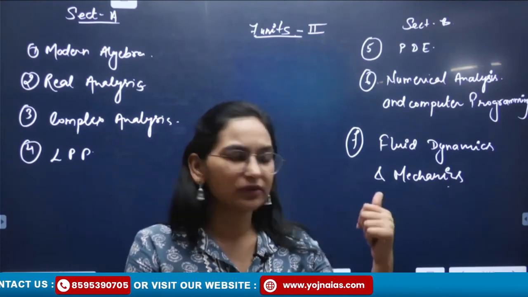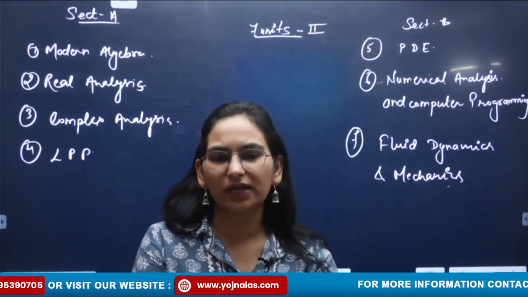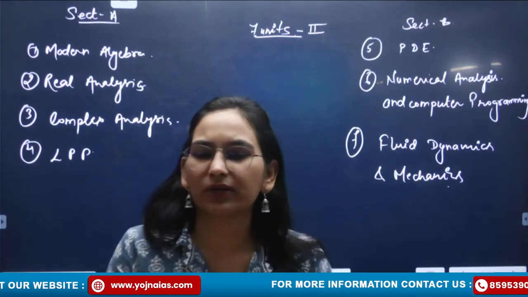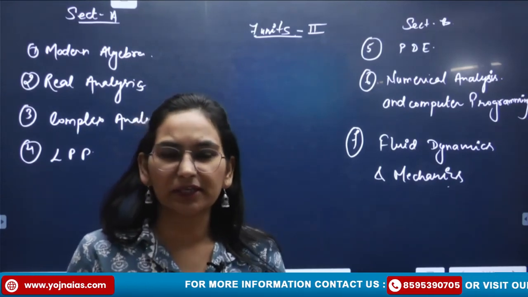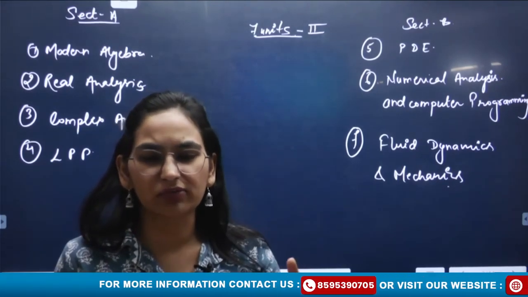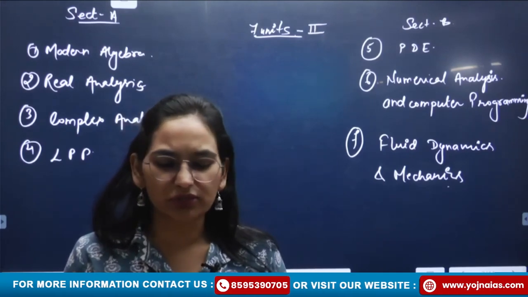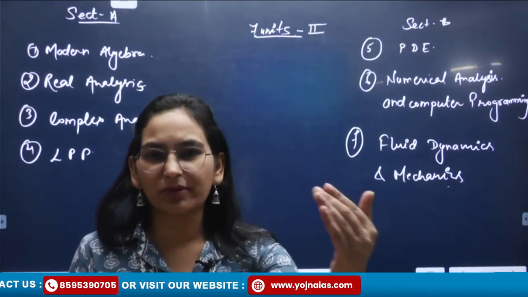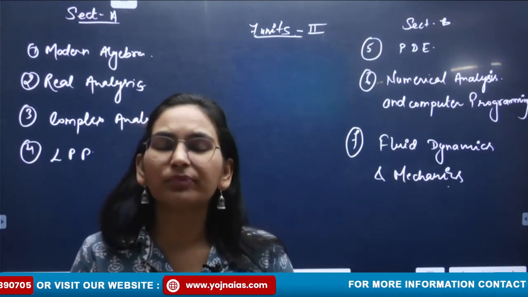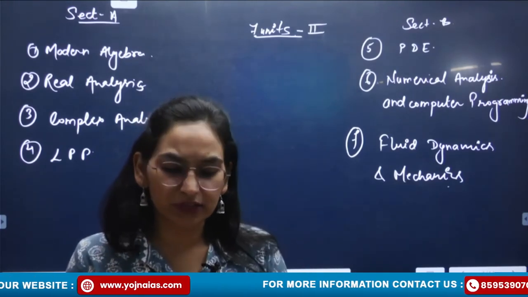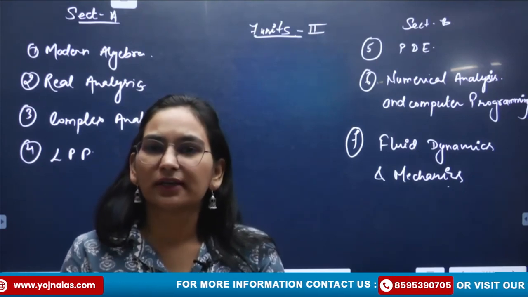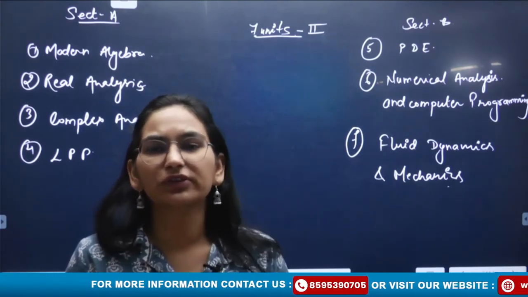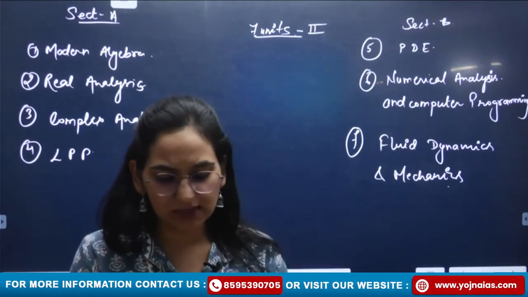But when it comes to paper 2, then we have mostly abstract subjects, like modern algebra is completely abstract. You don't have the kind of calculation there that you can solve, that we face in our calculus paper. Wahan maxima minima nikalna hota hai, limit nikalni hoti hai. But here we don't have that kind of thing. Then we have real analysis. Real analysis is in continuity with calculus.